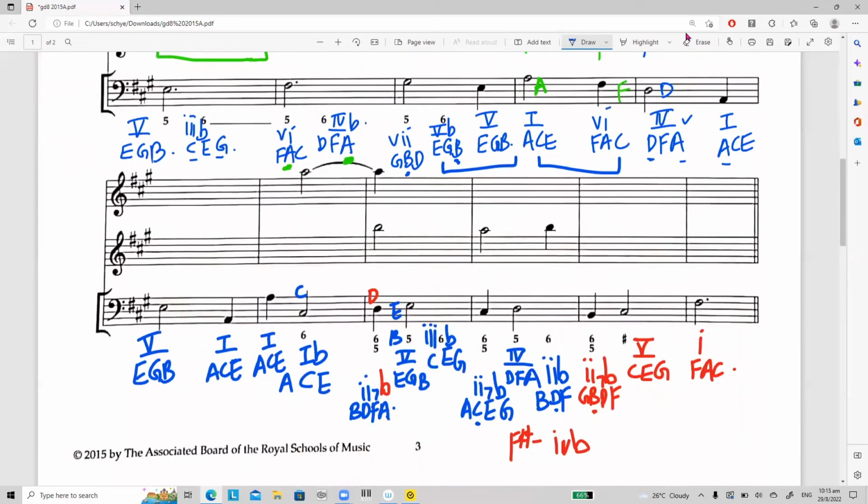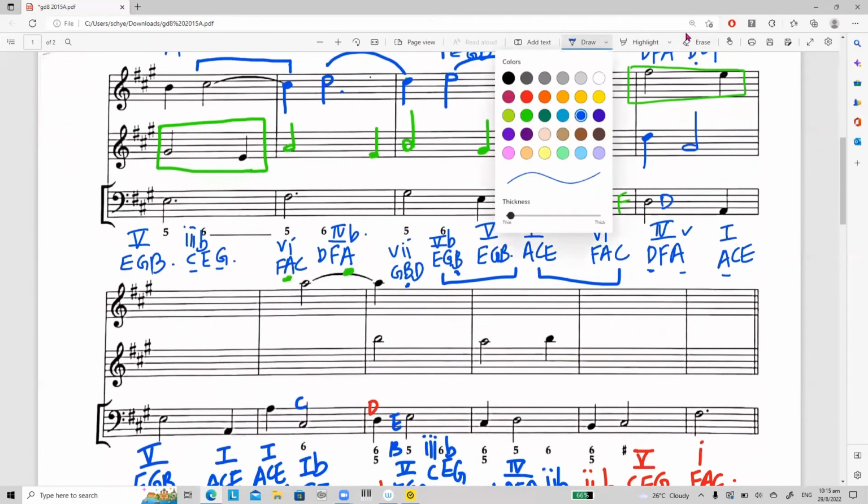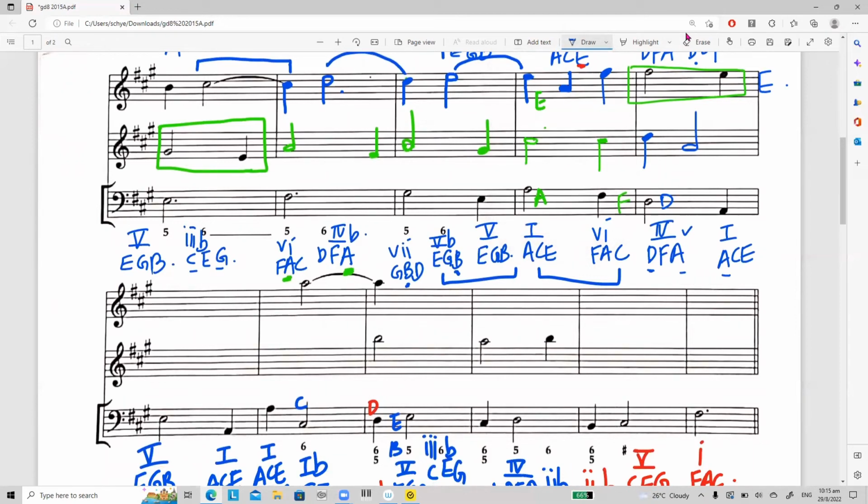Last system. The next system is E, G, B. The top voice just now was E. So over here I can put G.